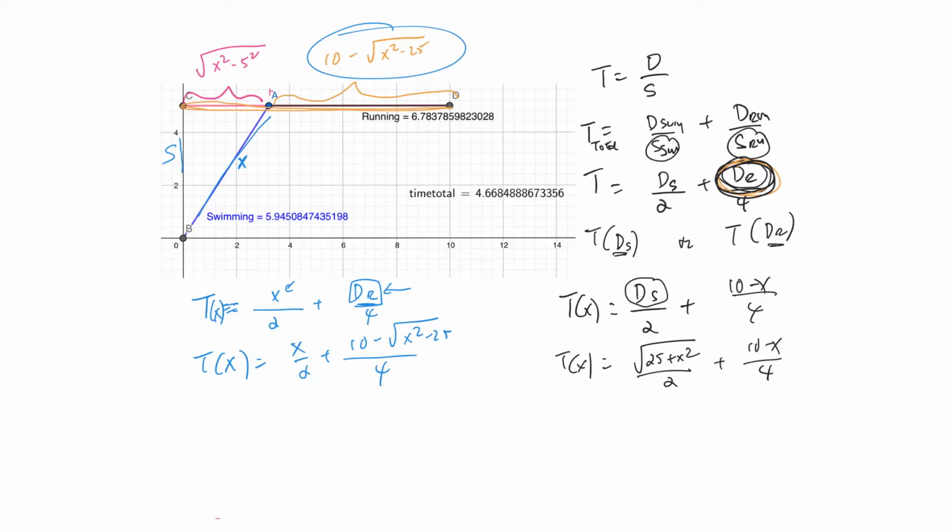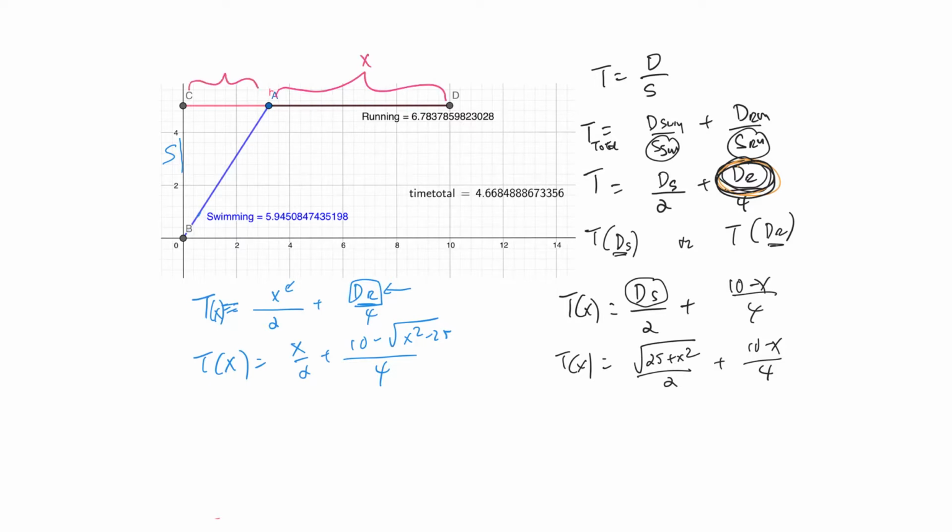Now, what happens if you want x to be the running distance? Well, things are just going to be a little bit different. So let's let x be the running distance. From here to here is going to be x. I'll use pink. That means from here to here is going to be 10 minus x. All right. And now we can link it back to the triangle or the blue line over here. You can see the right angle triangle, and let's link it.